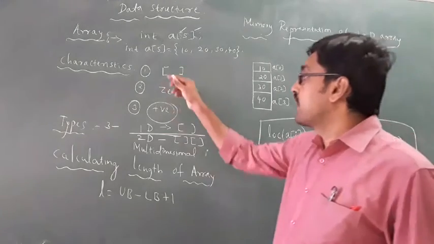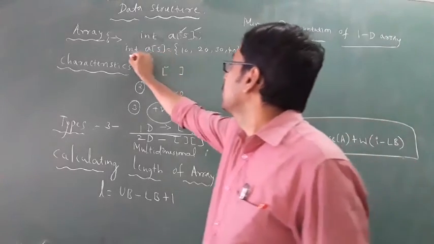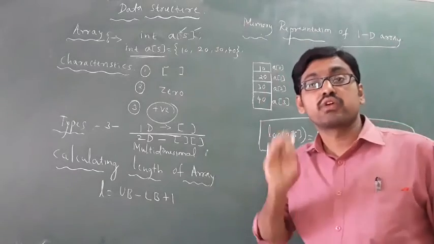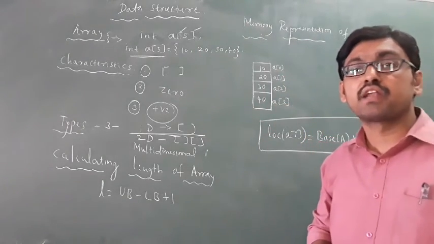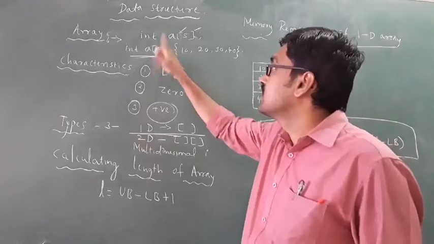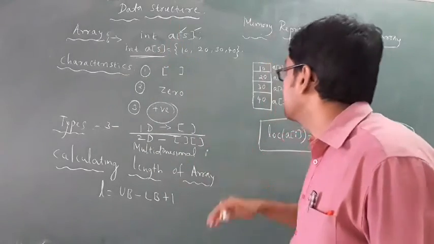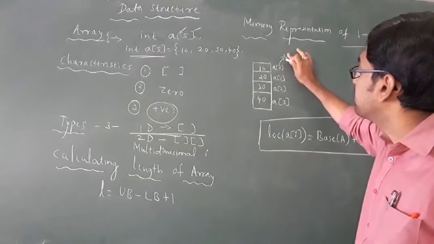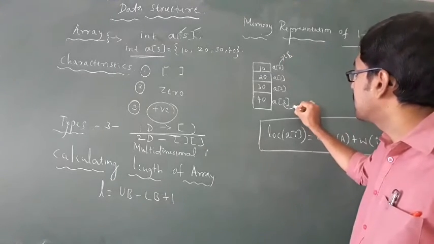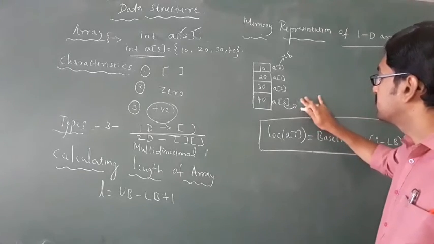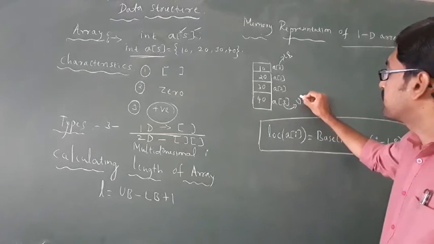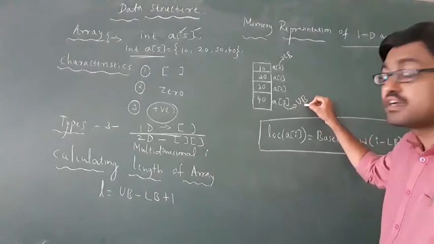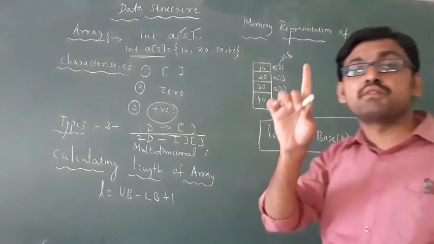For example, I have int a[5]. What is the length of this array? You have to calculate what is the length of this array. For the calculation, this is called the lower bound, LB. This is called the higher bound, UB, the upper bound. Always the lower bound will be 0.